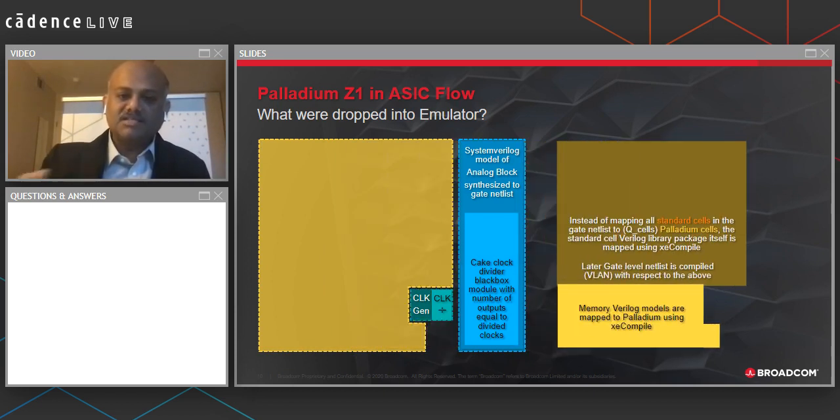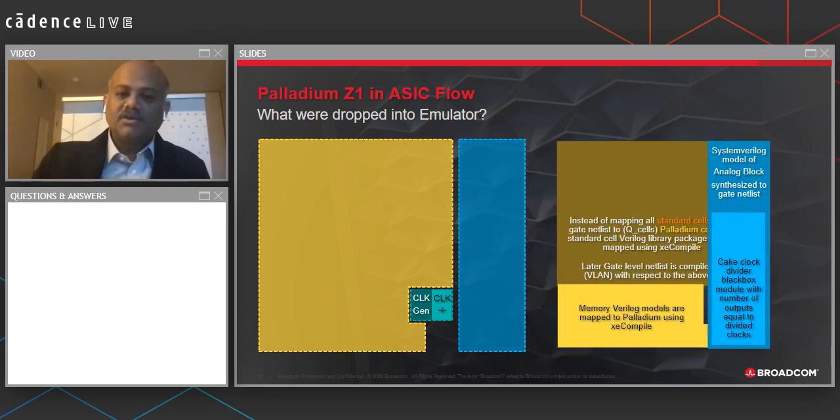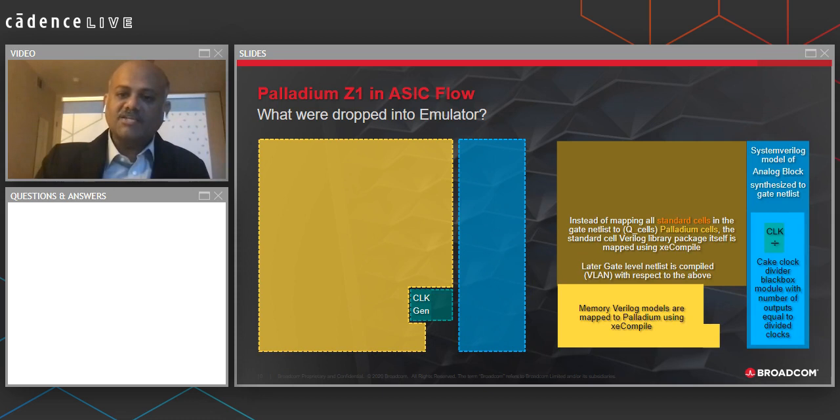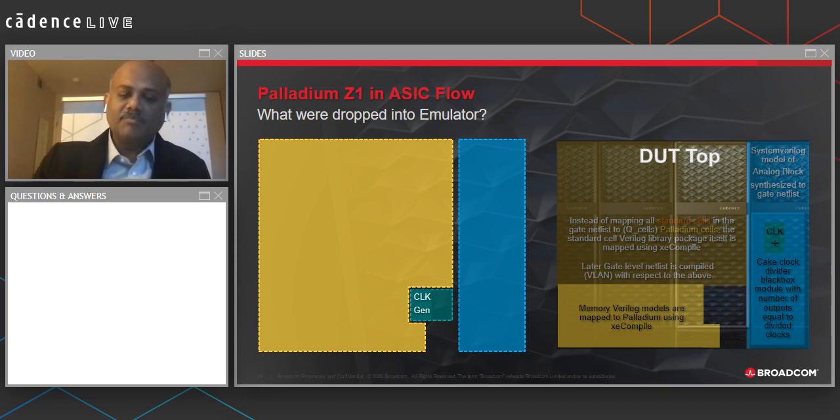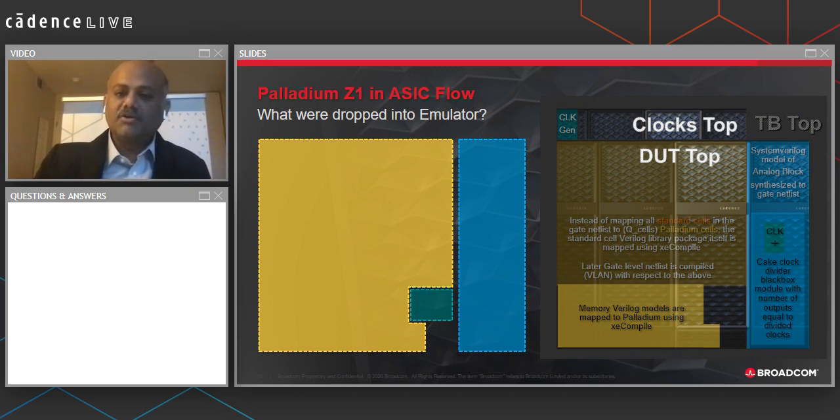So now this entire digital part of your design plus your analog part of your design, along with the actual clock division, will get into the black box area and it will get filled. And this forms your DUT top, and your clock generation part forms the clock top. So now, since it's an IP level, you can just do your basic verification using a test bench, and that will be your TB top. So the DUT top and your clock top will get into your Palladium Z1 emulator, and your TB top will get into your host. In case you are writing a synthesizable, or in other words, a Palladium compatible test bench, even the test bench can be dropped into the emulator to get your utmost performance.